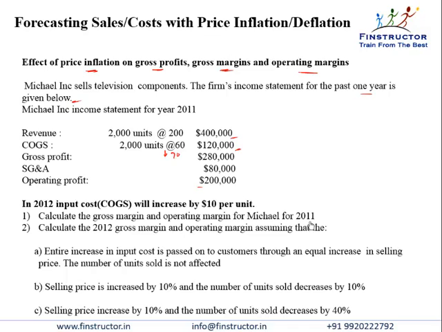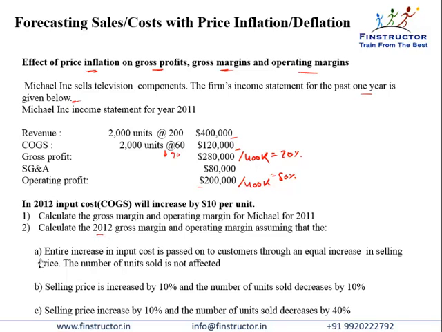So for 2011, the gross margin is quite easy. It's 280 divided by 400, and the operating margin would be 200 divided by 400, and that is 70% and 50%.